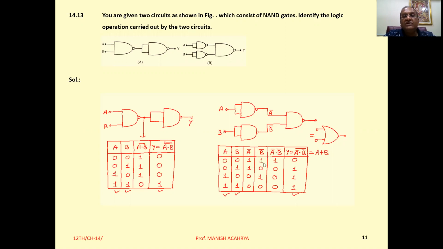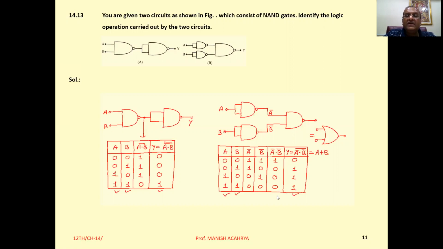See, when both inputs are present, 1 1, you will get output 1. In any other case, 1 0, 0 1, 0 0, the output is 0. But after AND there is a NOT in the NAND gate, so now this will invert. So input 1, output 0; input 0, output 1; input 0, output 1; input 0, output 1.